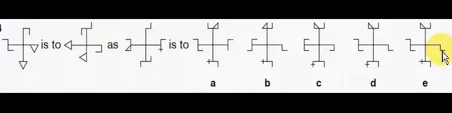Now you have to look very carefully. It's really a case of process of elimination to find out which of these shapes is this one but rotated. You have to look very carefully.